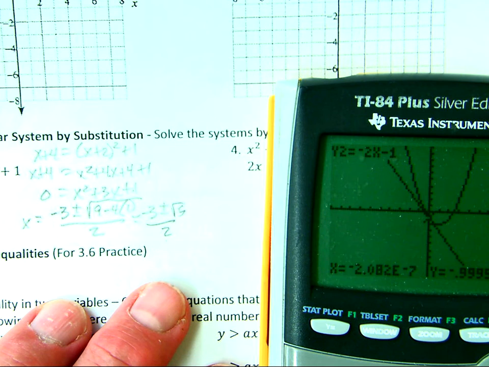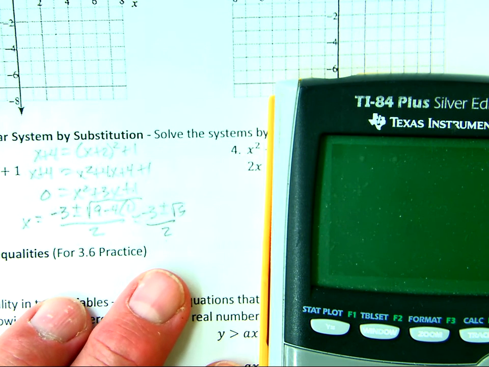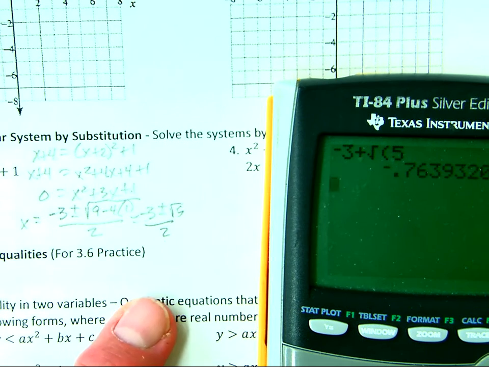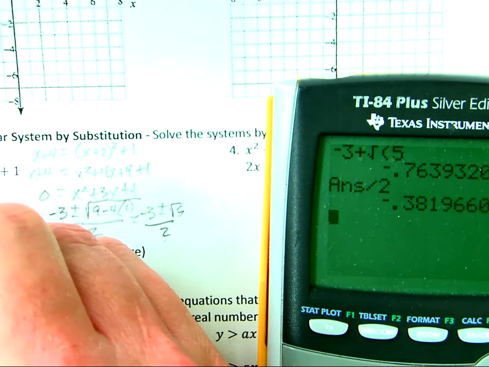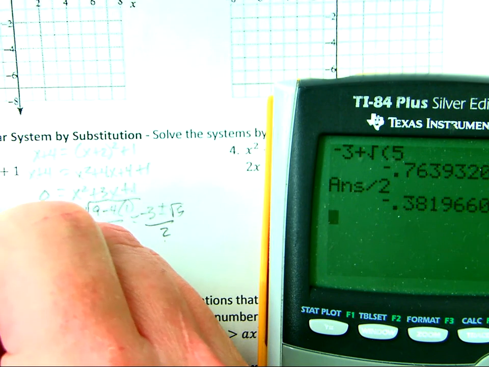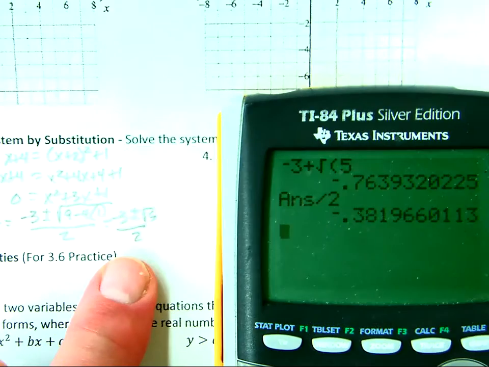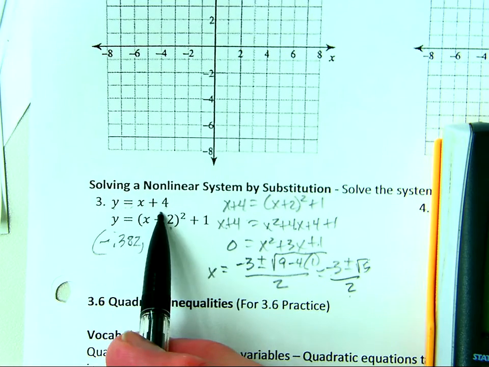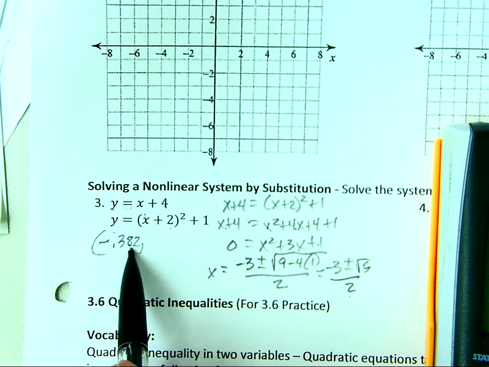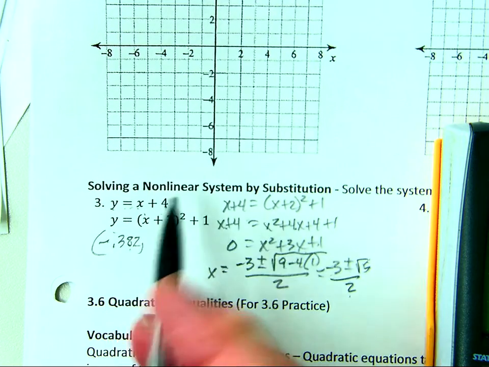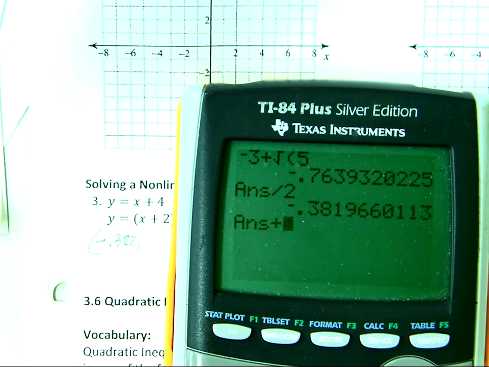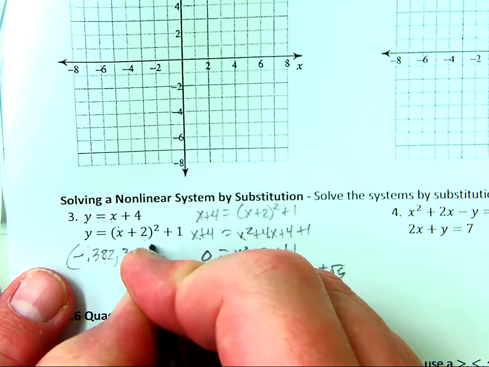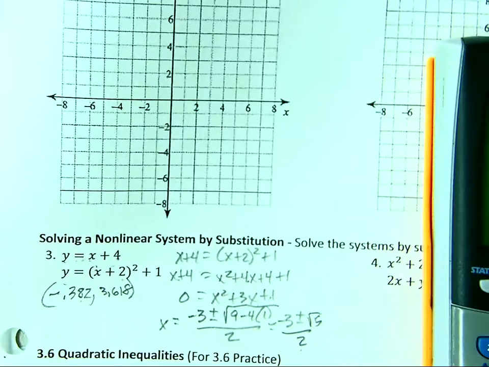So on your calculator, let's take a negative 3 plus the square root of 5 and divide it by 2. I get a negative 0.382. Okay? Now, if we plug that in to see, our first equation was y equals x plus 4, let's plug that in here. If we take a negative 3.382, that was our x value, plus 4. So on your calculator, you can just hit plus 4, and that gives me 3.618. So that's 1 point.